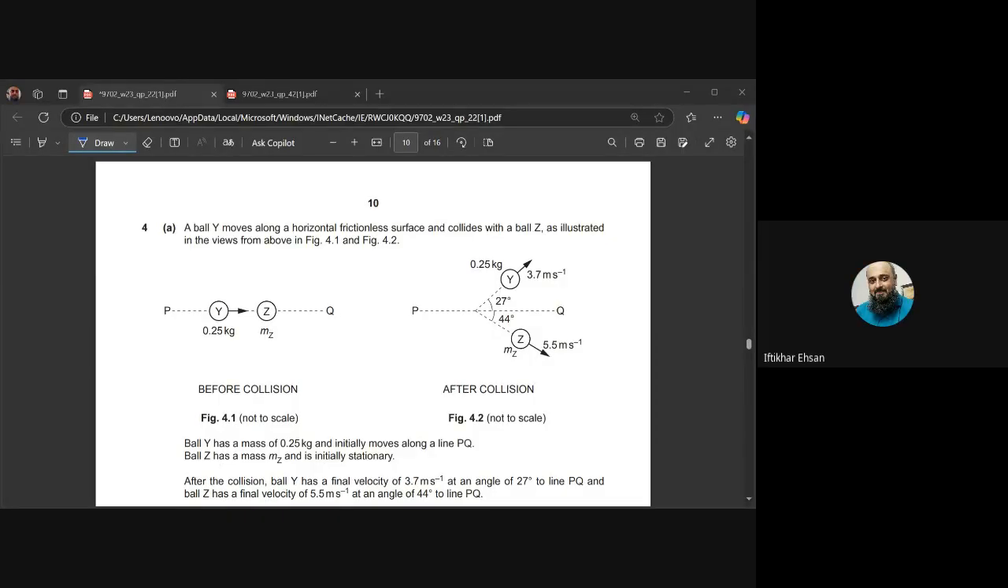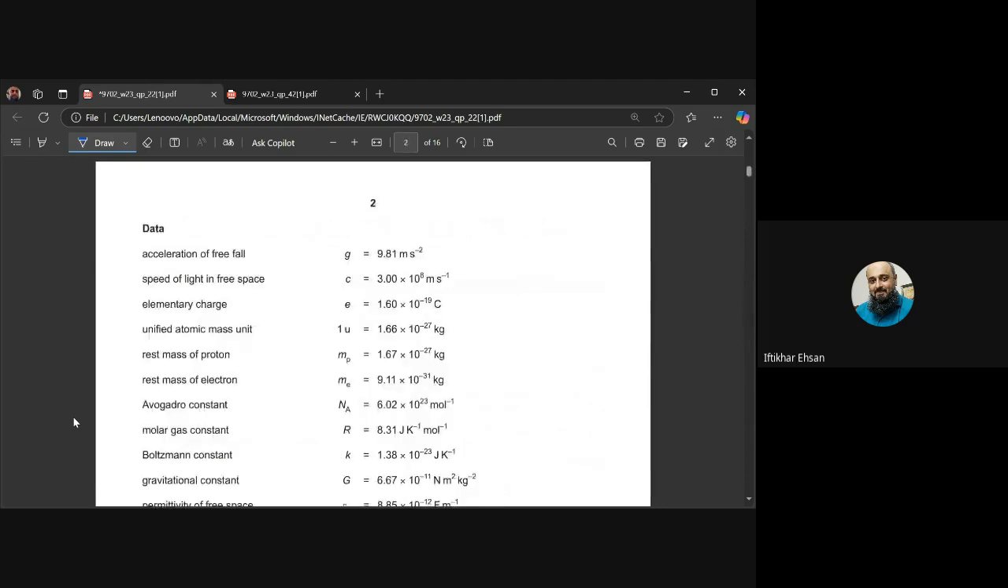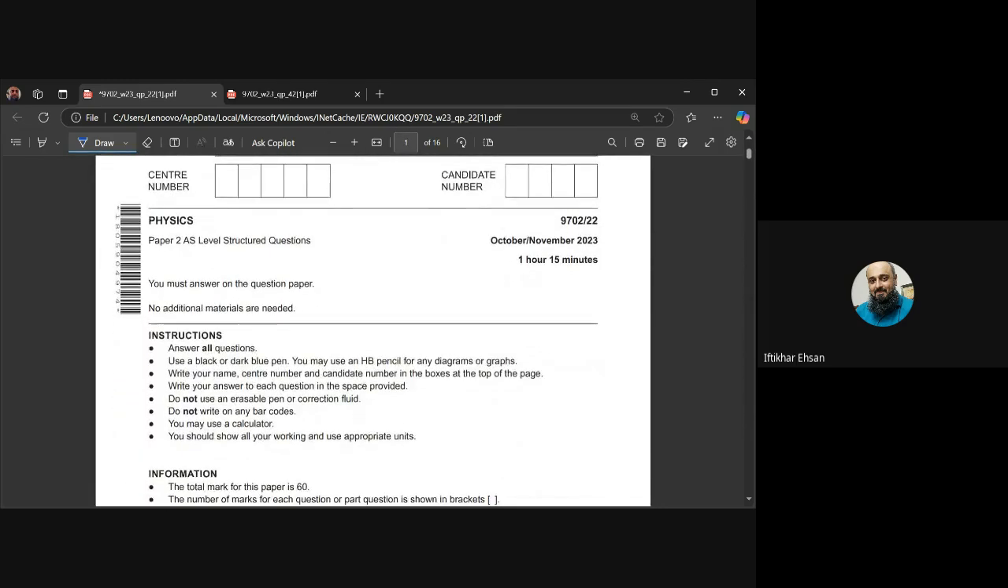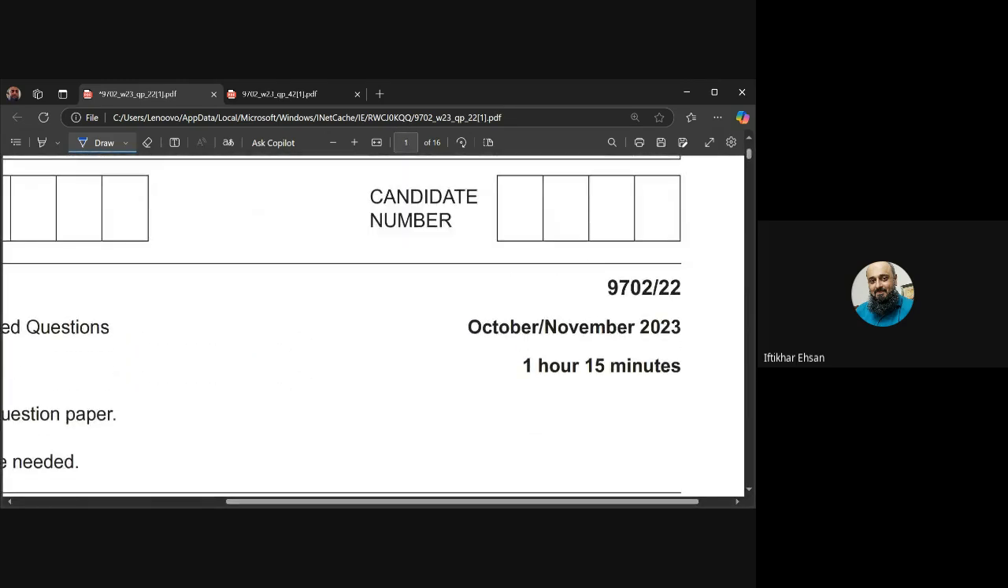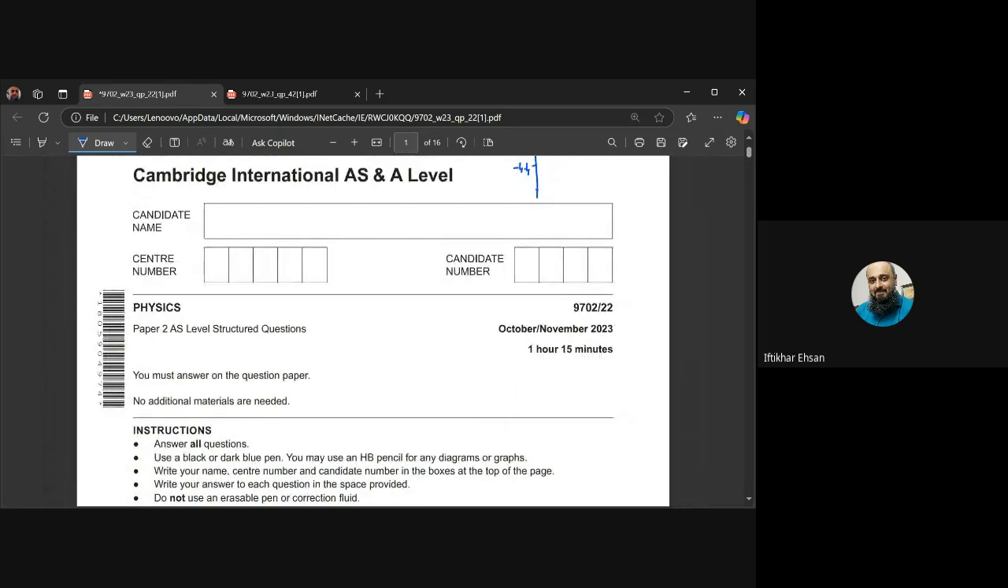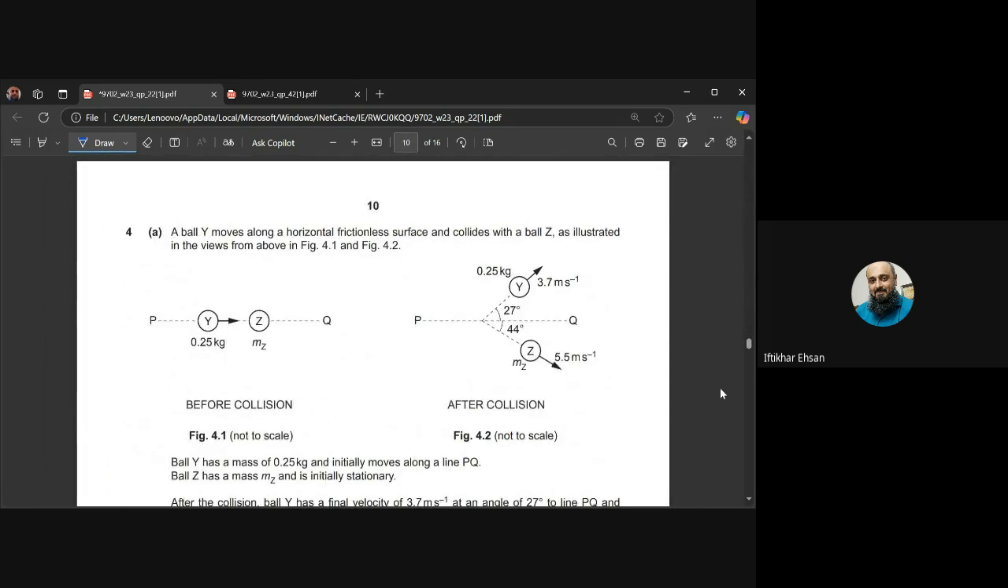Bismillahirrahmanirrahim. Today we are going to discuss the November 23 P2 variant 2 theory paper. So let's discuss important questions first of all. And from my side, I'm choosing the first one to be question number 4, momentum.